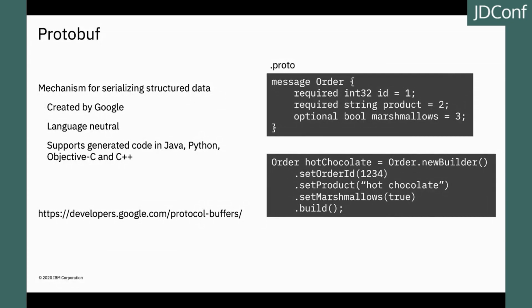Another option is to use protobuf. So this is a mechanism for serializing structured data. It's created by Google, it's language neutral, and supports generated code in Java, Python, Objective-C, and C++. You provide a .proto file where you define your schema, and then you can use Java classes, for example, to create objects that are based on that schema.